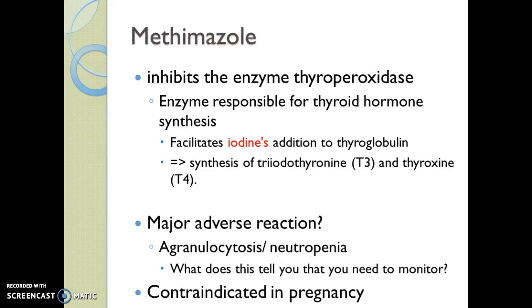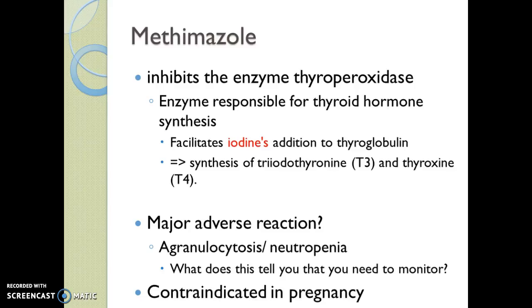So methimazole is the drug of choice for non-pregnant females and males, and it inhibits one of the enzymes which is responsible for thyroid hormone synthesis. Now, again, it doesn't destroy the thyroid gland per se, but it inhibits the ability of the gland to produce thyroid hormone by using iodine. And of course, as we said before, iodine is essential for thyroid hormone synthesis. We also can overdo the iodine, and that can cause hyperthyroidism.